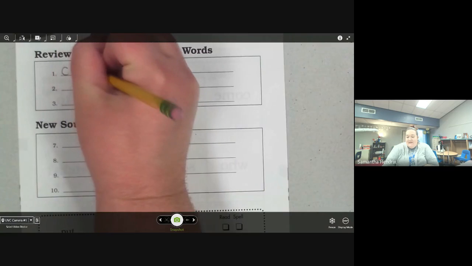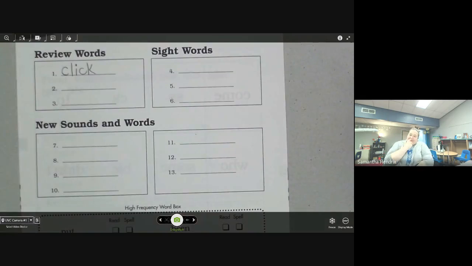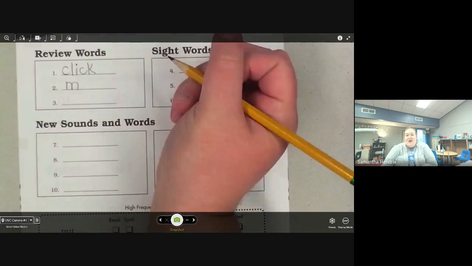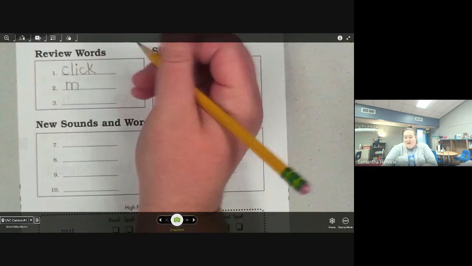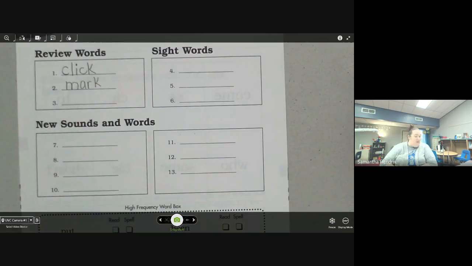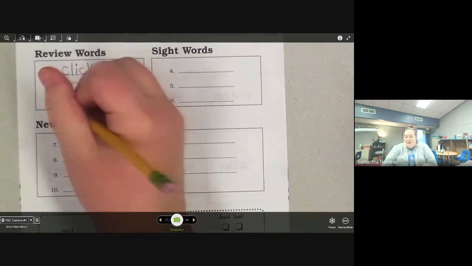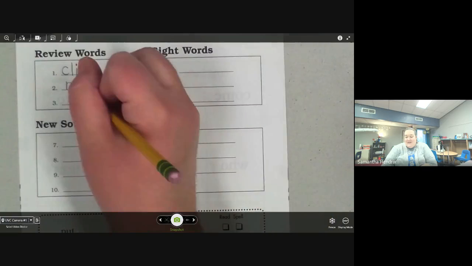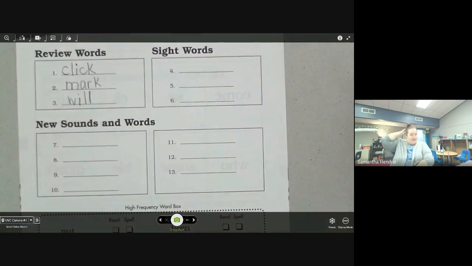Ick. That has that digraph CK at the end, final position CK. Mark. R, that's combination AR. Okay. Will, what, it. And then when we hear L at the end, it's a double L, double consonant.